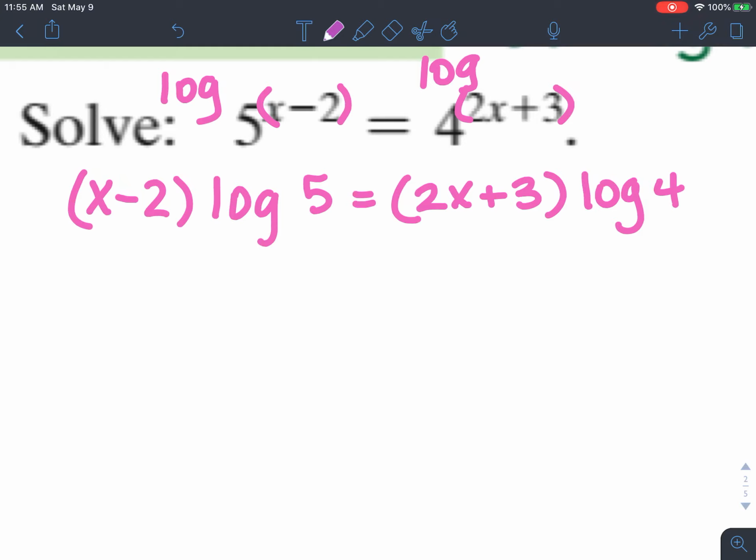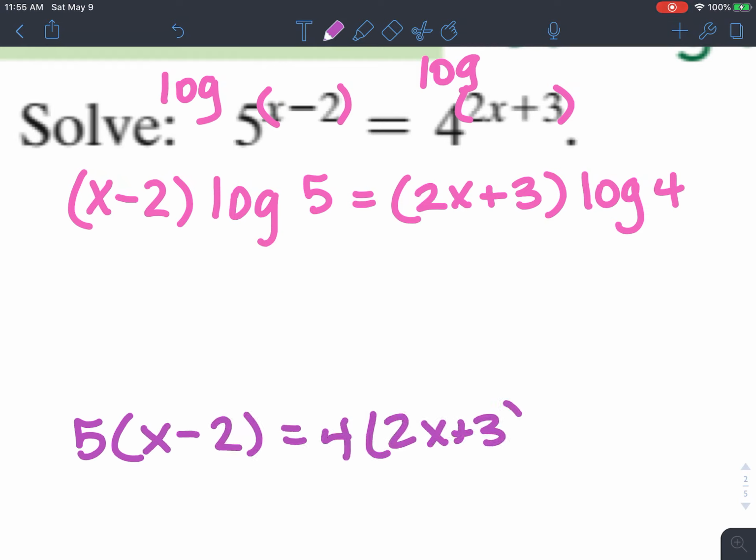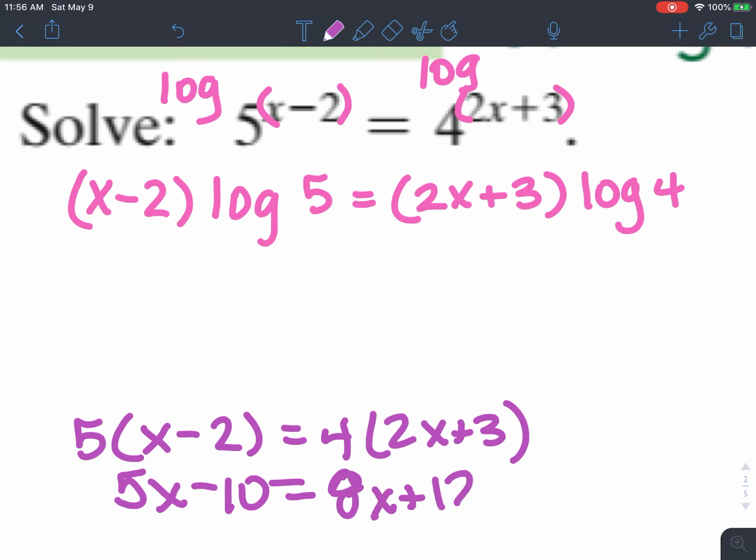Let's say, you don't need to write this down, but let's say you had this. Let's say there was no log, it was just 4. And you had to solve this equation. What would you do? You would distribute. I know you would. You'd get 5x minus 10 equals 8x plus 12, and you'd go from there. There really isn't any difference. The only difference is that it's not a 5, it's log 5. But that's okay, you just write the word log in front.